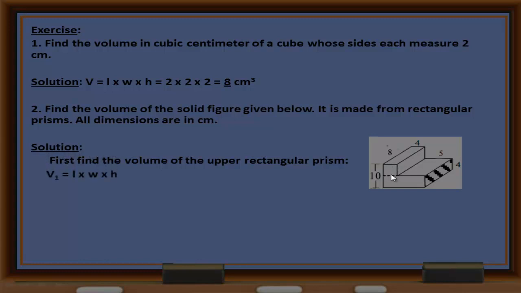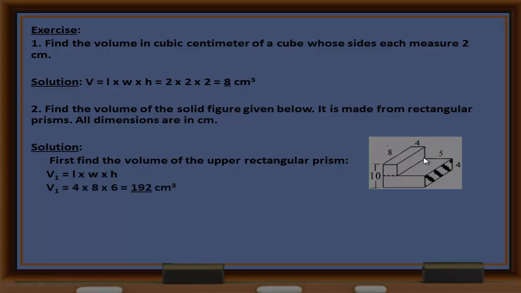Volume 1 is for the upper one. Length times width times height. The length is 4. The width from this point to this point is 8. Since this one is 8, this will be 8. The total height is 10, and this one is 4. 10 minus 4 is the height, which is 6 centimeter.